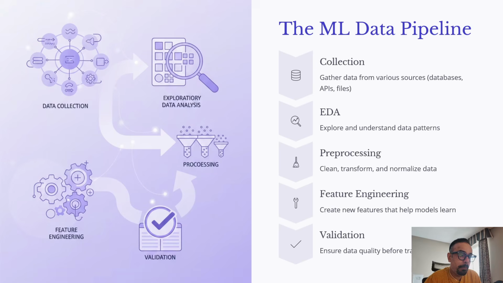Validation ensures you prepared data which meets the quality standard before you invest the time for training the models. You check for data leakage where future information accidentally appears in training data, verify distribution matches expectation, confirm no missing values remain, and ensure feature types are correct. This final quality check prevents costly mistakes that you can make.